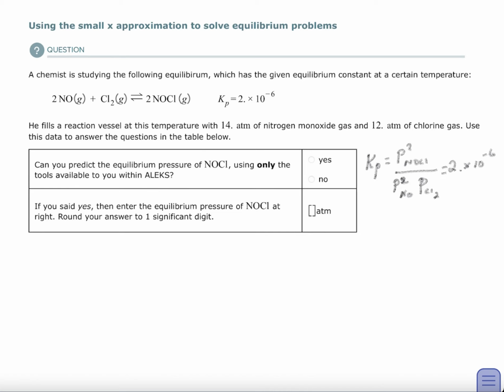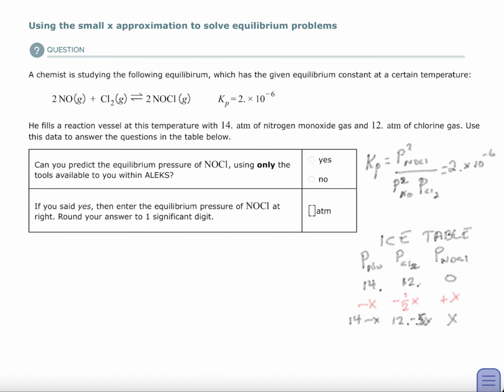Normally, you're going to take the Kp expression, which is the pressure of your products, in this case squared since the coefficient is 2, divided by the pressures of your reactants taken to the power of their coefficients as well. So the NO would be squared here, the Cl2 would be to the first power. And they give you the Kp, so I just set that equal to each other.